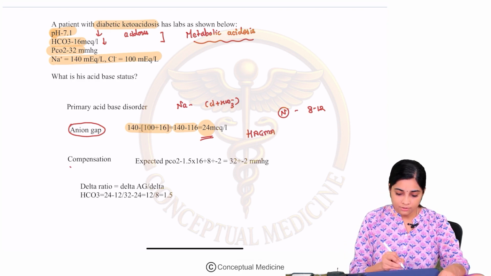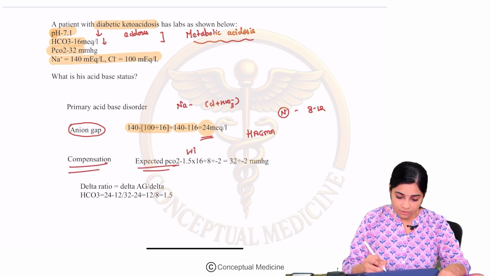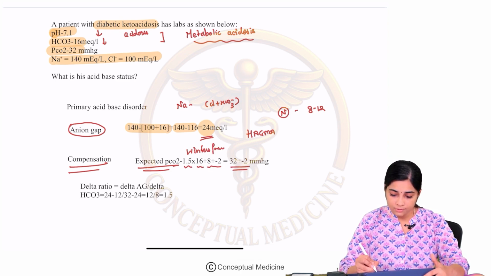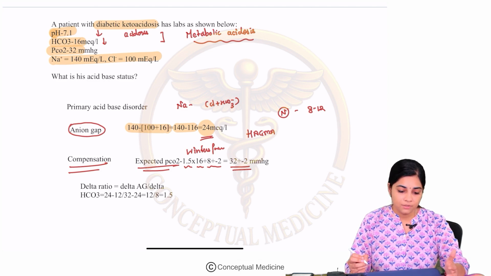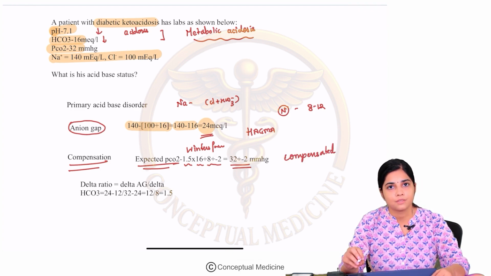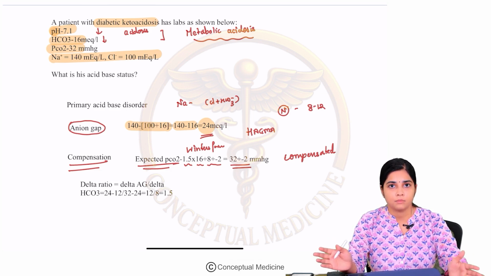So this is a high anion gap metabolic acidosis. Fine. Then you look for your compensation. The expected PaCO₂ is given by what? It is given by your Winter's formula. So here it is 1.5 into 16 plus 8 plus or minus 2. 1.5 into bicarb plus 8 plus or minus 2, which is 32 plus or minus 2. Here the PaCO₂ is 32. So yes, it is a compensated high anion gap metabolic acidosis. The expected PaCO₂ and the given PaCO₂ are same. So it is well within the range. So yes, it is compensated HAGMA.